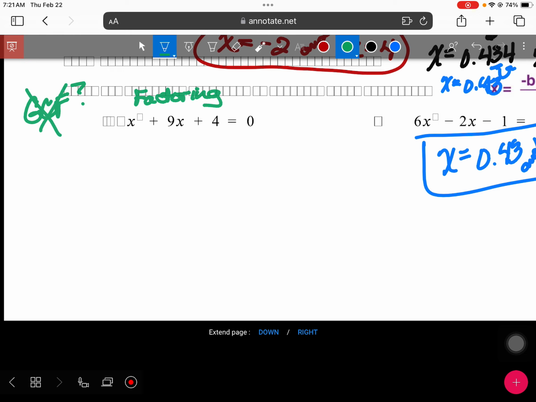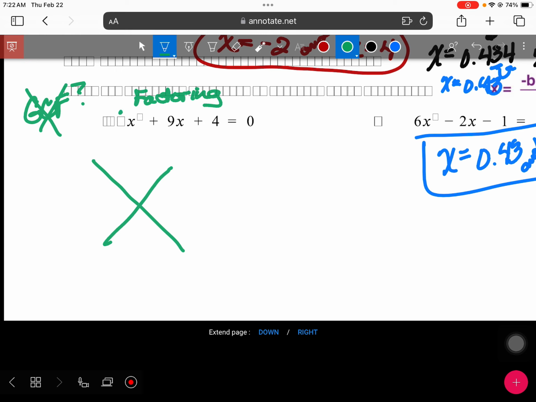So then my next question, there's a lot of questions to ask yourself before you just start a problem, is how many terms do I have? And so what kind of factoring am I going to use? I know you're like, that was 2 questions. How many terms do I have? 3. So what kind of factoring would I use? X box. All right, here we go.